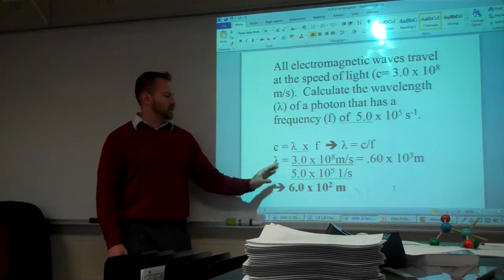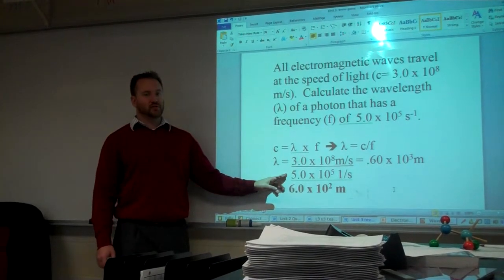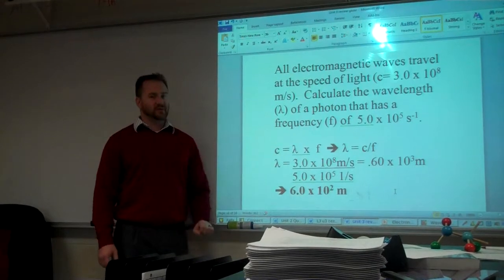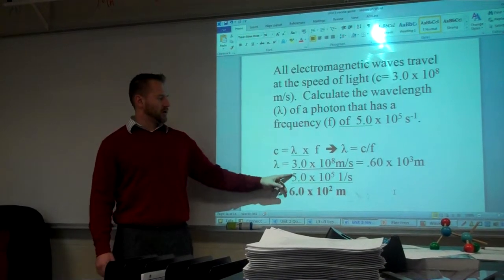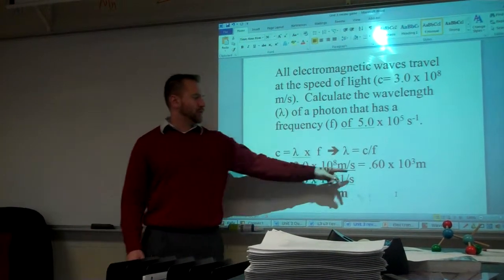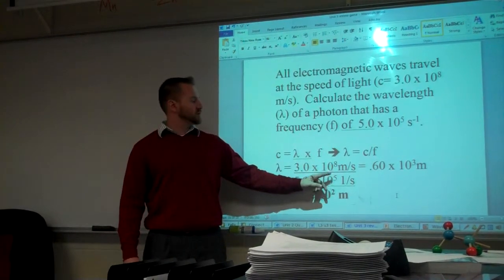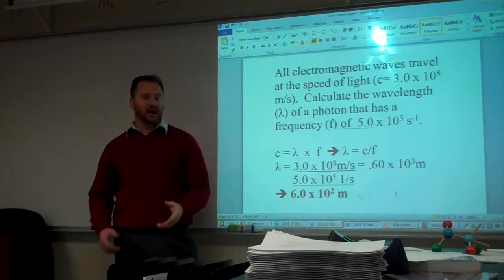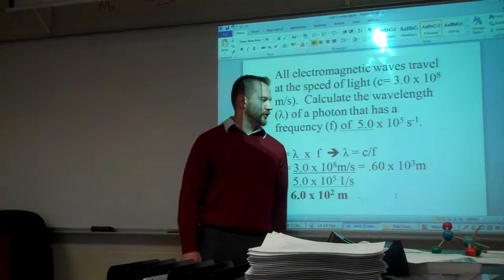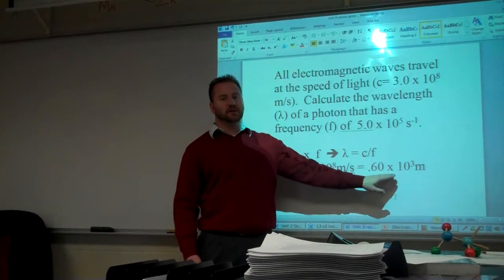Now, when you do these types of problems, I want you to look at the coefficients first, and then look at the factors of 10 second. So, when we look at the coefficients, 3 divided by 5 will give you 0.6. When you look at the factors of 10, you're dividing them, so what you do is subtract the exponents, and 8 minus 5 would give you 10 to the 3rd. So this would be the answer I would expect you to get.